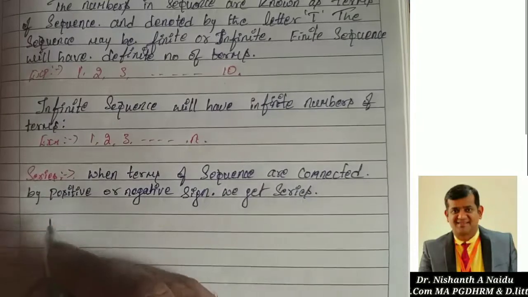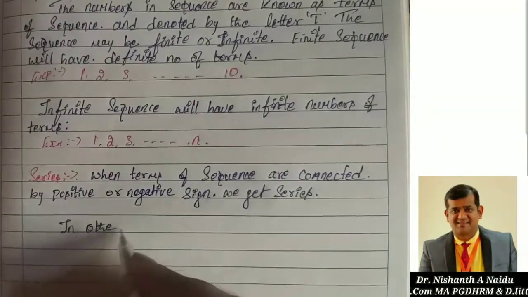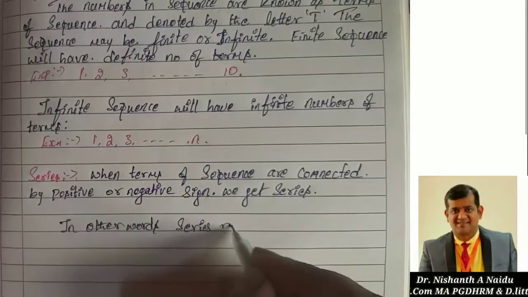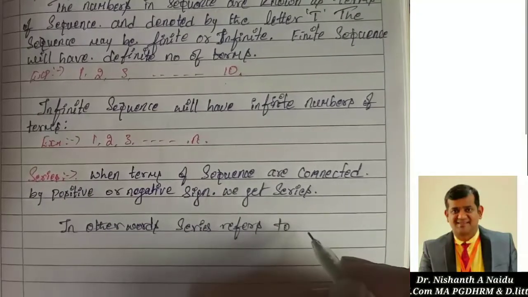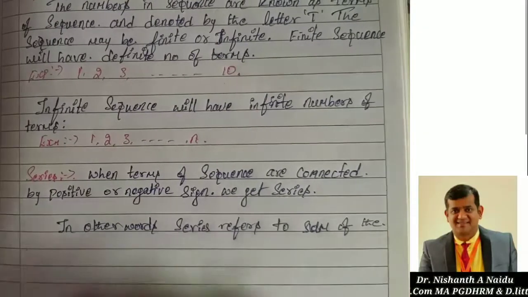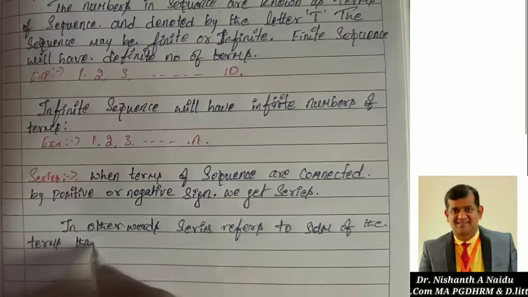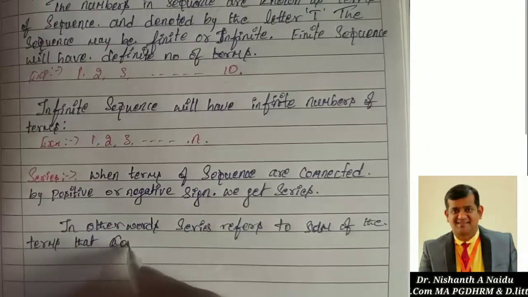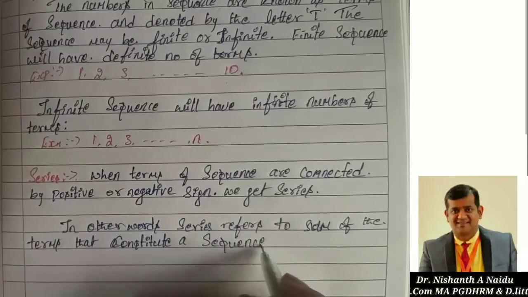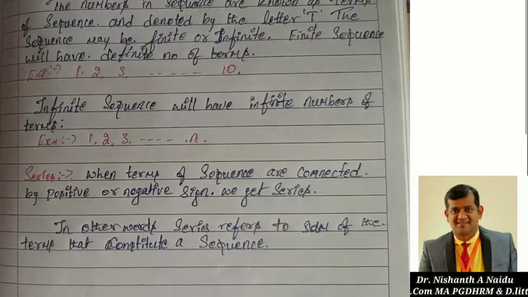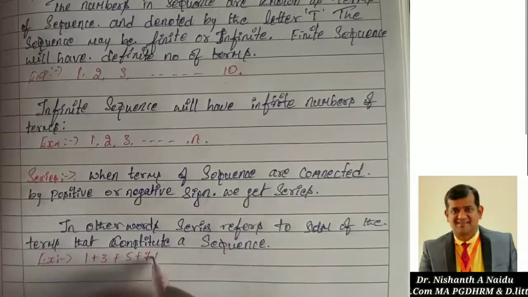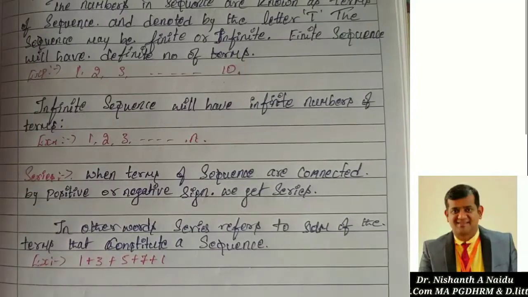Okay. So in other words, series refers to the sum of the terms that constitute a sequence. Okay, so here you have to understand an example. For this we can give an example like 1 plus 3 plus 5 plus 7 plus 1. See, these are sequence terms which have connectivity.